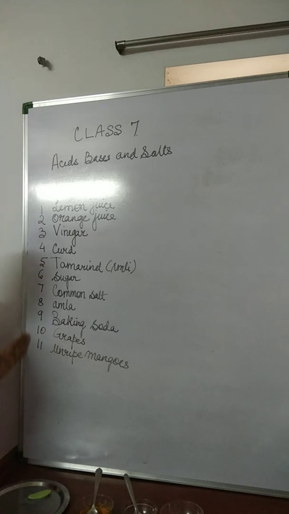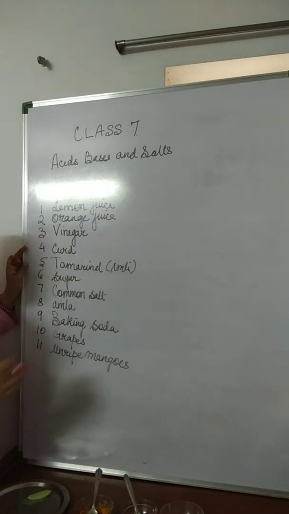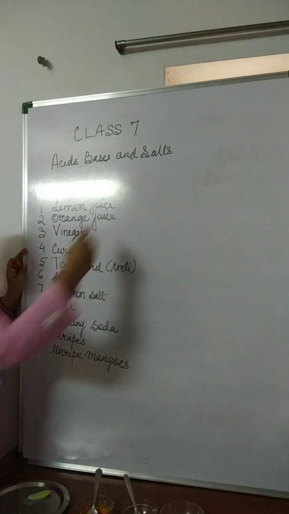Here before you, you have a list of things: lemon juice, orange juice, vinegar, curd, tamarind, sugar, common salt, amla, baking soda, grapes and unripe mangoes. So we will first try to know how they taste. Of course, these are food items. Now, if we see the taste of lemon juice and orange juice, you know they are sour.